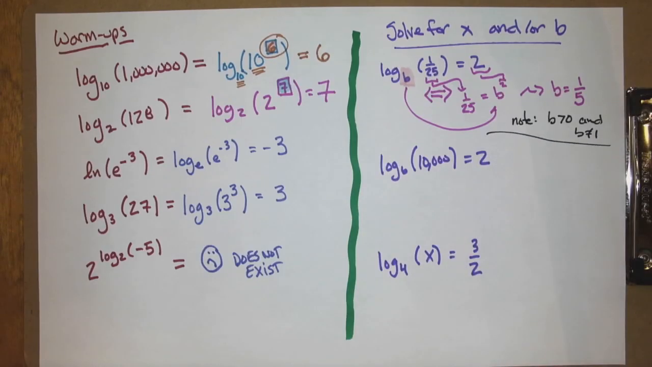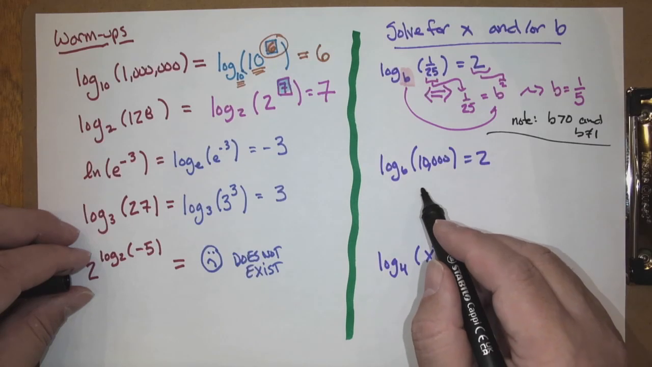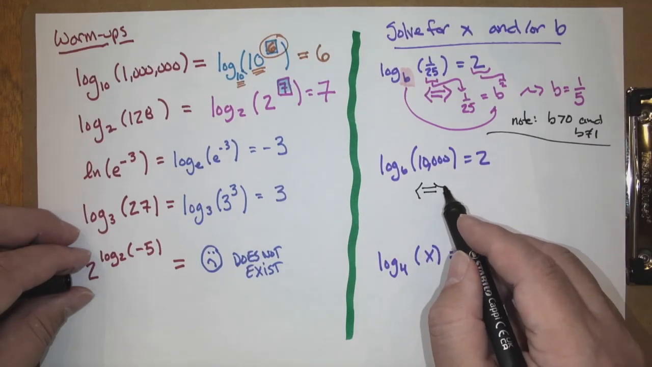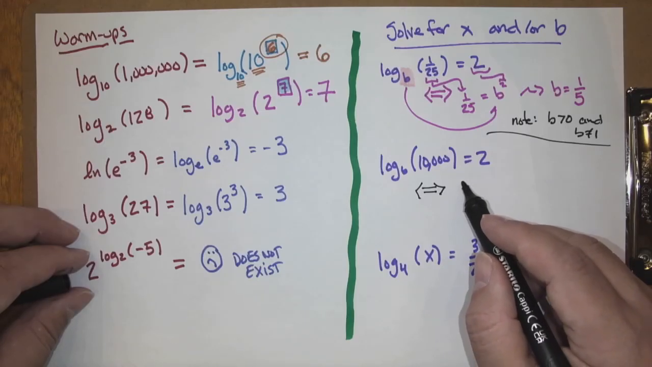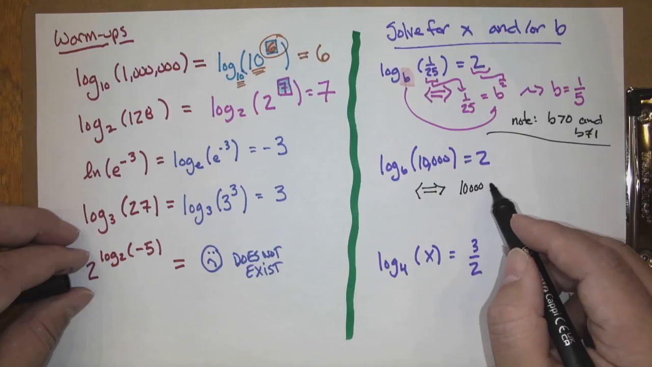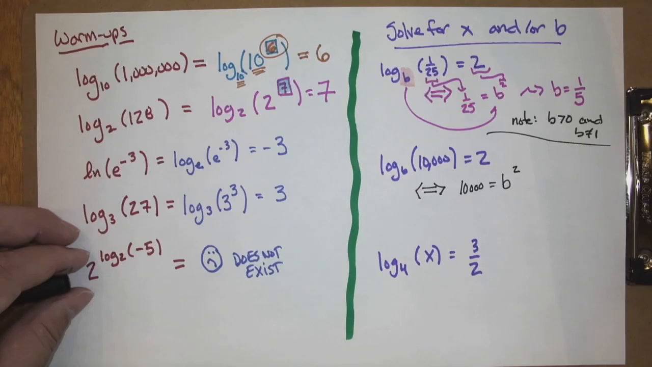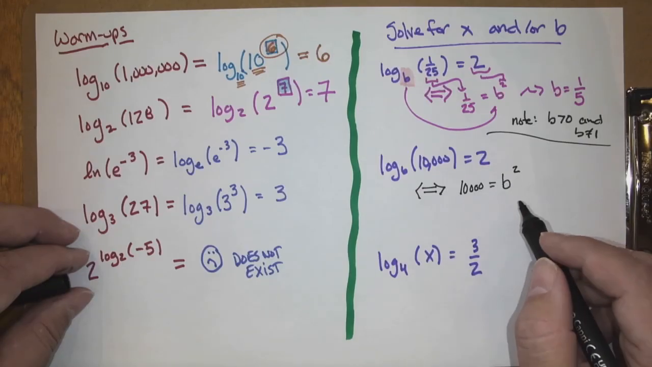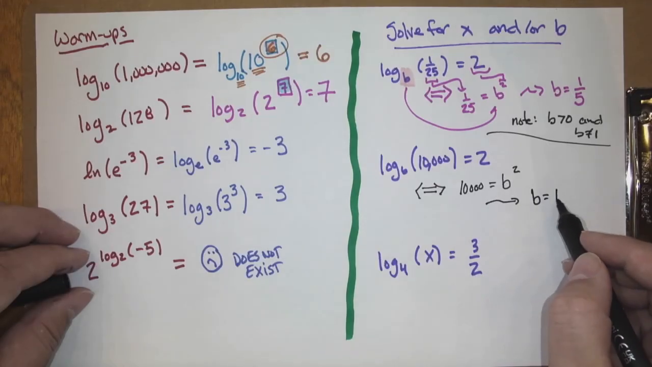All right, we'll play a similar game here. Log base b of 10,000 equals 2. What is b? Convert it. What is this asking us? 10,000 equals b squared. Can we take the square root of 10,000? Yes. And we get 100.